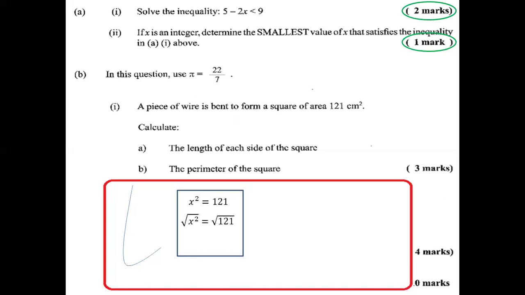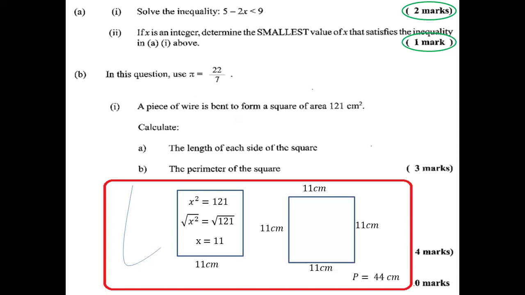If we want to find out what one side is, what we'd have to do is square root that 121. And then x will give us 11. And that's the length for one side of our square here. The next question is asking us the perimeter for the square. Since we know that one side is now 11, then the perimeter for our square would be adding all these sides, giving us 44 centimeters. And that's our perimeter for the square.